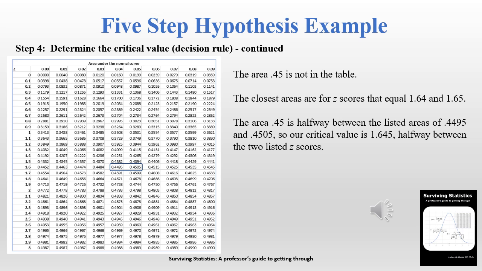So we end up seeing that there's a close z-score of 1.64 and 1.65. It's somewhere between there. And so we're actually going to average those two together, and we're going to end up with a critical value of 1.645, which is halfway between those two listed z-scores.